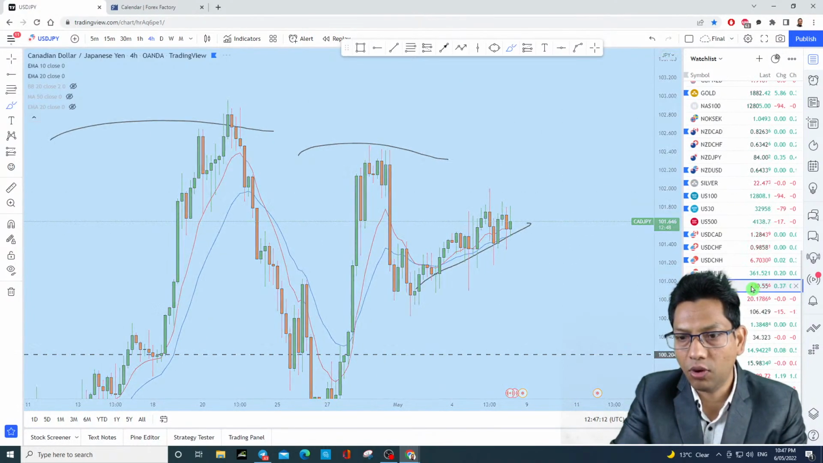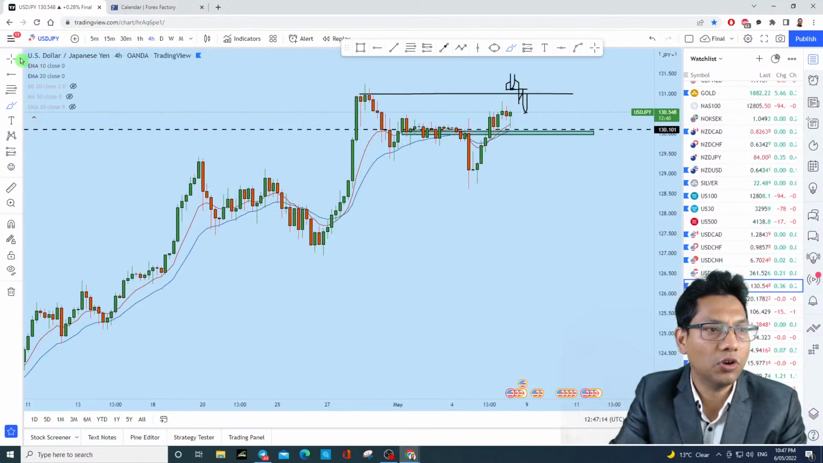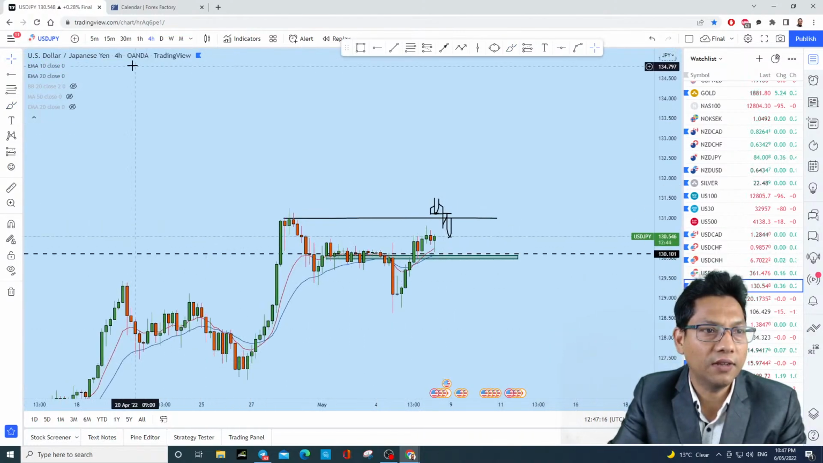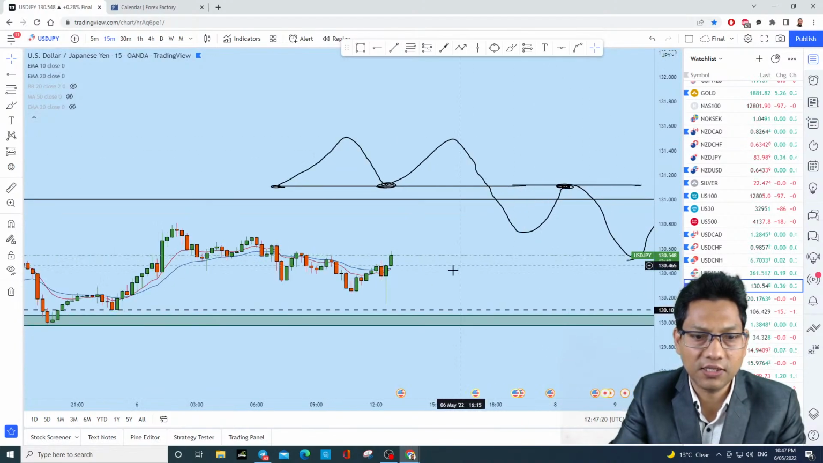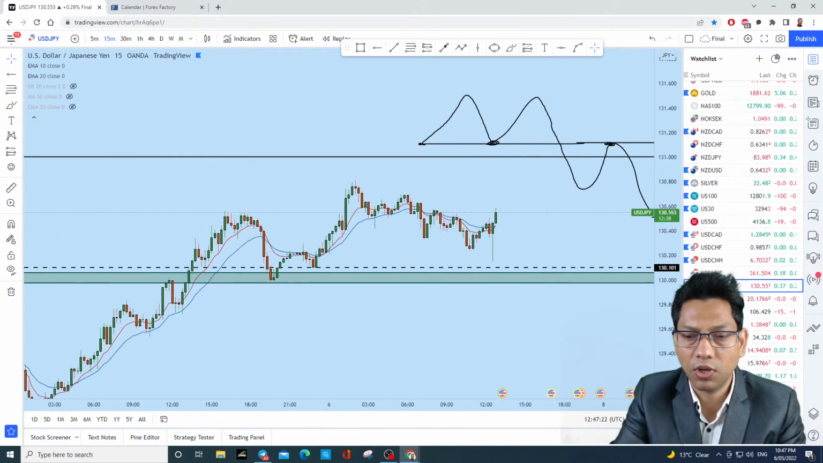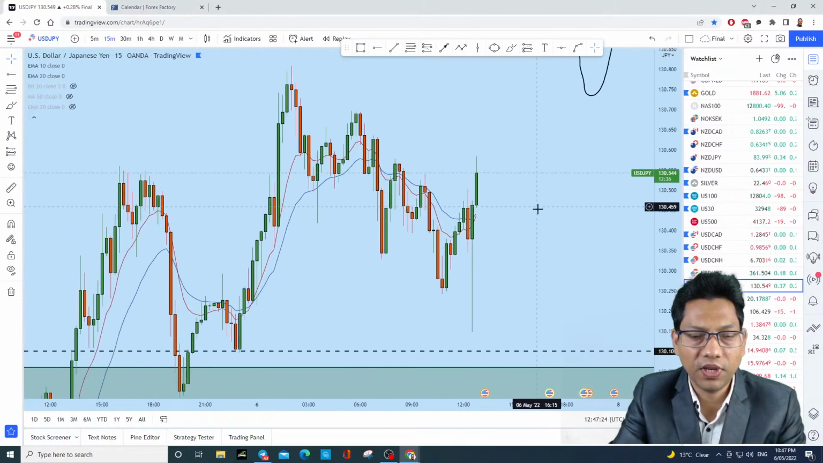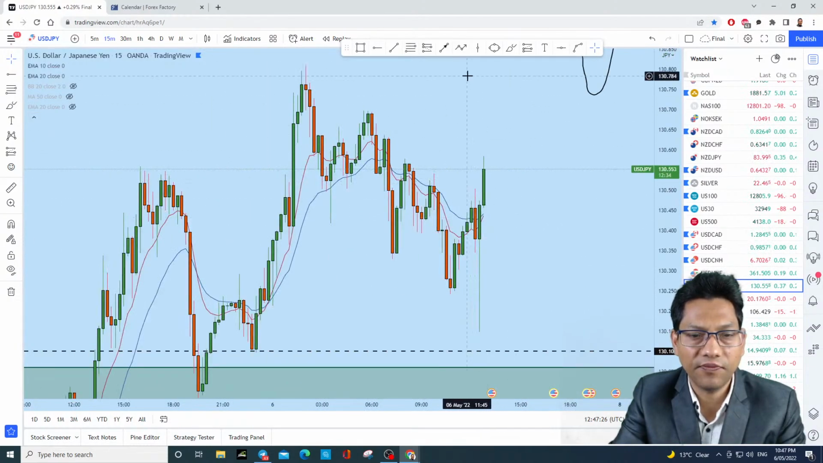Okay, the price action is bullish, but still not a good entry point. Rather, I would love to trade dollar yen and USD CAD. Let this 15 minutes candle be closed, and in this candle we might first see this level broken, and then we can place a pending order here.